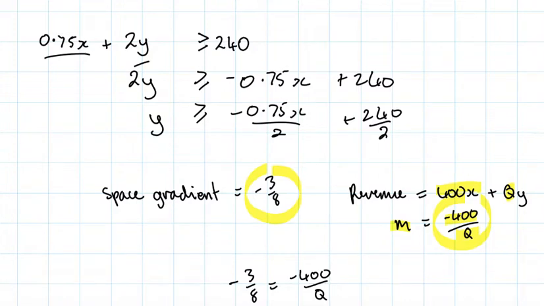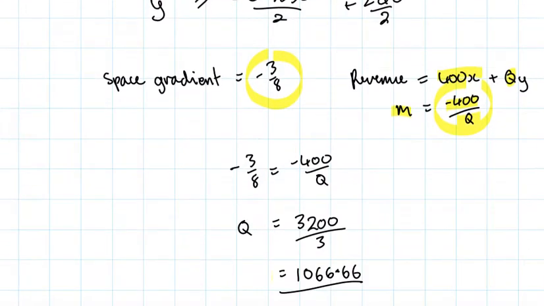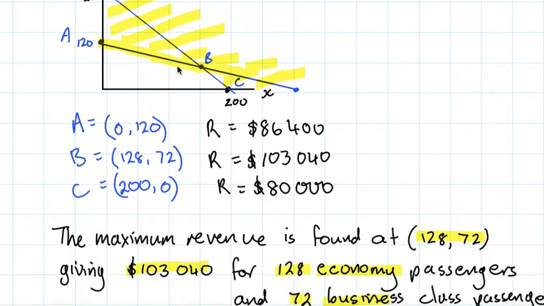You've got to solve that equation, multiply by q and times by 8, and you'll get that q equals 3200 over 3, or that's the price, 1066.66. Now we can check that. How we check that 1066.66 is the maximum revenue: we put it back into point A and point B, and we should get the same maximum revenue for both of those. So I'll leave that for you to check yourself, and that's how we get excellence.